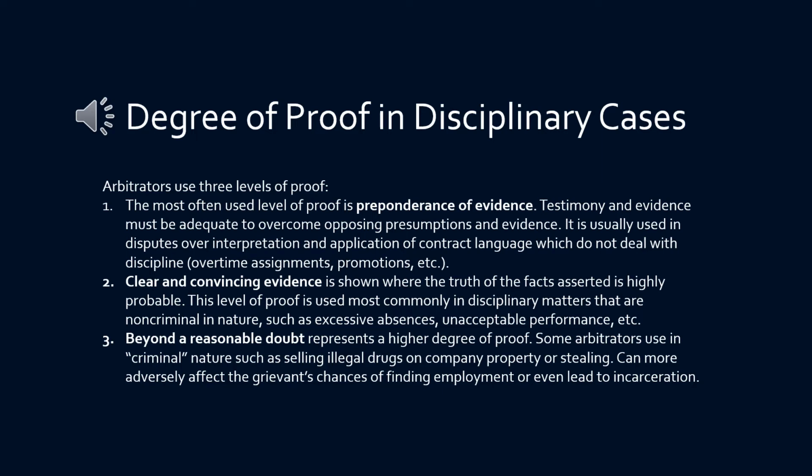Number 2, clear and convincing evidence is shown where the truth of the facts asserted is highly probable. This level of proof is used most commonly in disciplinary matters that are non-criminal in nature, such as excessive absences, unacceptable performance, etc.